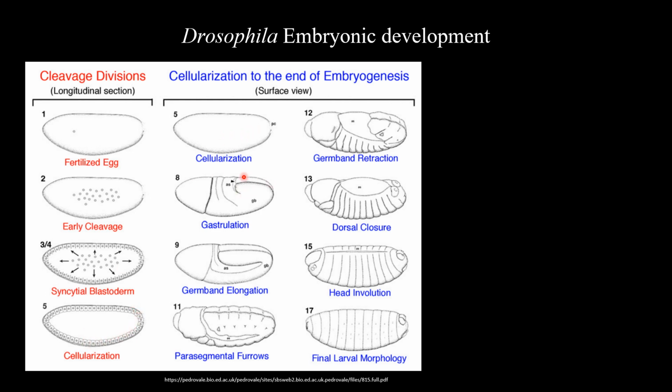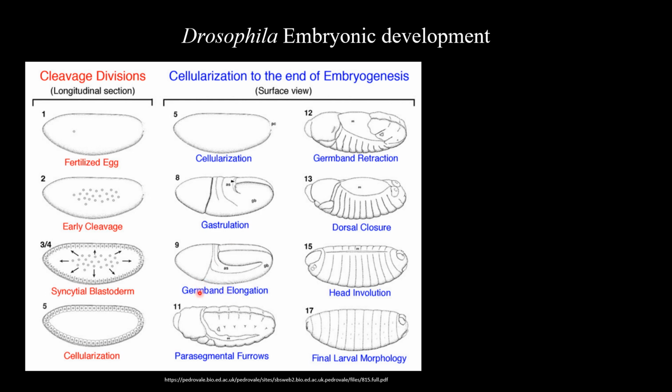Later, after cellularization, there is a process called gastrulation, and during gastrulation, what you're forming is the three germ layers: the ectoderm, endoderm, and mesoderm. These are the three main germinative tissues, and if you take developmental biology, we will talk about that.